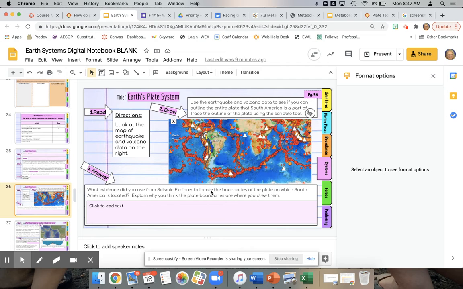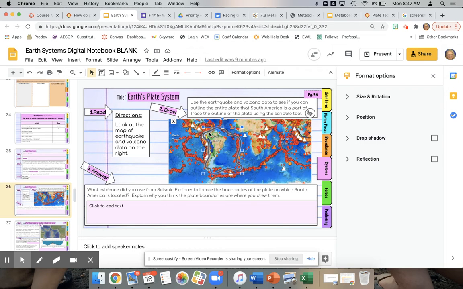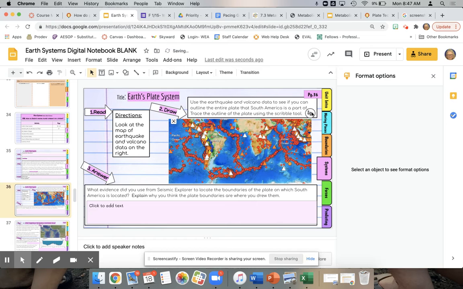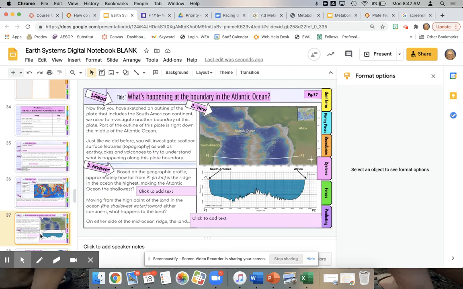Next, students will be looking at this map of earthquake and volcano data. They will use the scribble tool to draw or trace the outline of the South America plate, and then explain why they did that. What was their evidence? And so hopefully students will know that South America is sort of sandwiched within these earthquakes and volcanoes. And so that would indicate that that is where the plate boundary is.